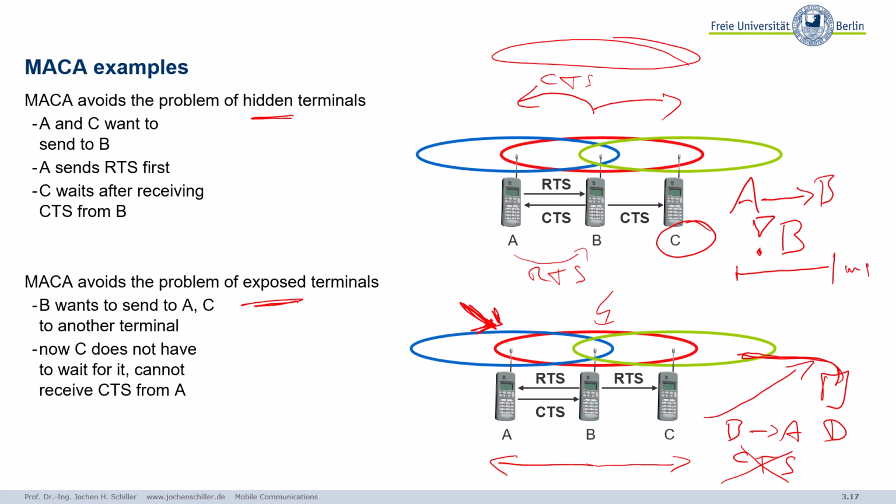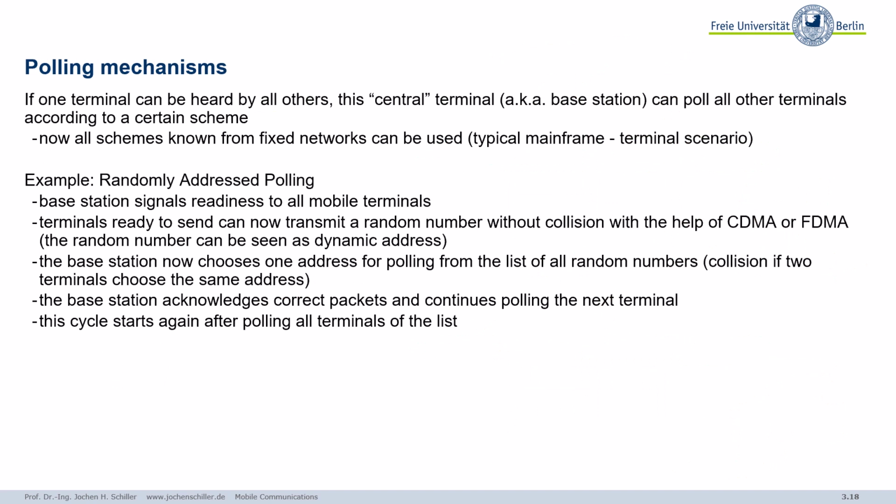What else can we do when we come to wireless and medium access? We can do something very simple: polling. Okay. If we have a central terminal that can be heard by all others, like the teacher in the classroom, this base station, whatever, it can poll the other terminals. That means ask the students, do you have to send something? Do you have to send something? Do you have to send something? Or poll only some of these other terminals. So that is a very, very old scheme known from the typical mainframe terminal scenarios.